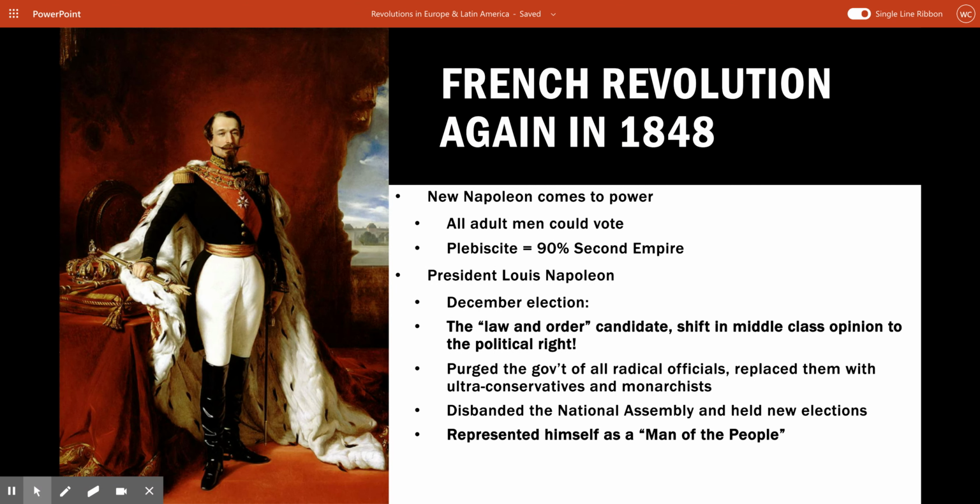And just like his uncle, Napoleon III has a plebiscite. Remember, a plebiscite. He gives all adult men the right to vote. So that goes from being like 200,000 people being able to vote to something like 9 million people. Not that you need to know that exact number, but obviously there's a huge increase in the number of people who are going to vote. And then when he has the plebiscite, all of these new voters are probably going to vote for him, right? Because he gave them the right to vote in the first place.